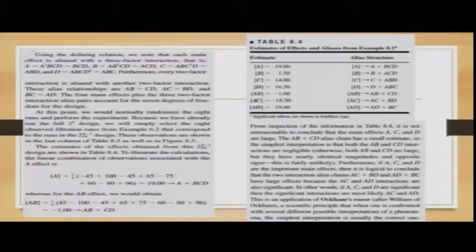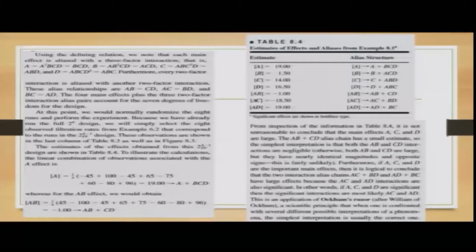So, using the defining relationship, we note that each main effect is aliased with 3 factor interactions and they are as follows. A is given by A square BCD, because now you have basically B, C and D being combined by the combination of ABC taken together. Then you have the combination of B given as AB square CD, combination of C given as ABC square D.